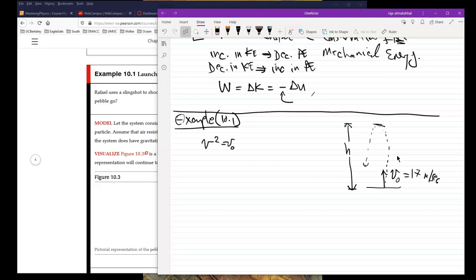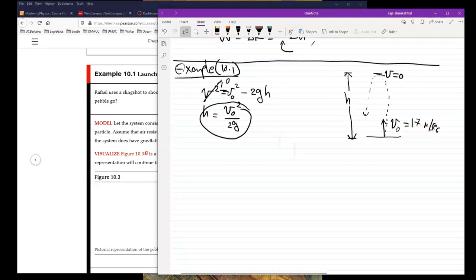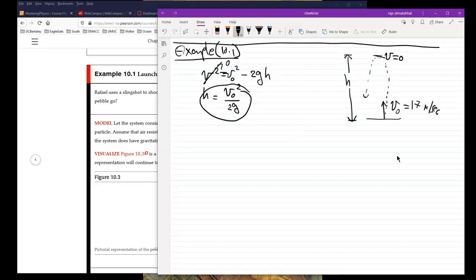V squared equals V naught squared minus 2gh, correct? Of course, the velocity here is 0 because it stopped at the maximum height, so that should be 0. And therefore, the height in this case would be V naught squared over 2g. You see what I'm saying? There we go. That's the answer if I use kinematics. Now let me use energy.